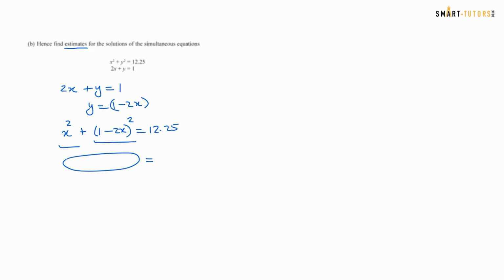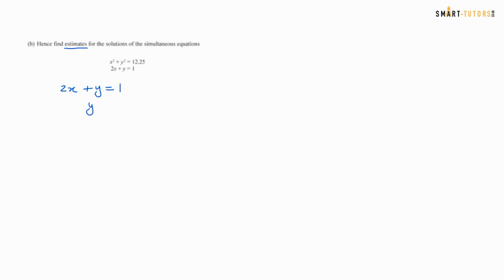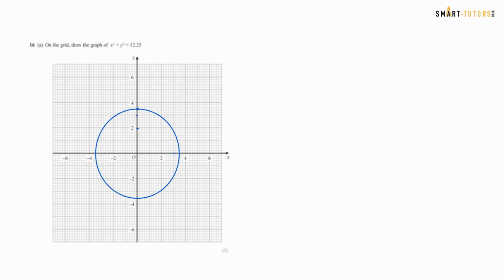But they are not asking that way. So please read the question carefully. They are not asking you to solve this equation using algebra. They are only asking to estimate the solution using the previous method. The previous method means the method we used for simultaneous equations, sometimes a graphical solution.